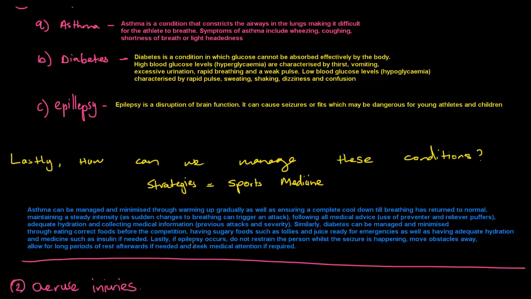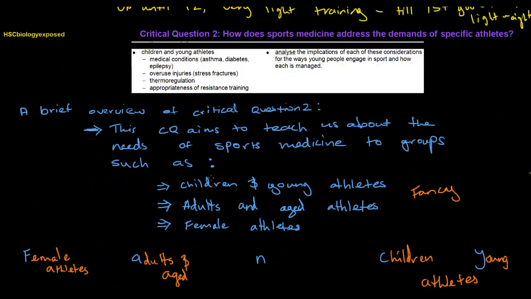So you need to know previous attacks and severity. Before a child or young athlete starts participating in a sport, it is important that you know their previous history, their previous attacks and severity, and that's pretty much all I can tell you about managing asthma, because this is just an excerpt of my assignment, and I thought that my assignment was structured pretty well, so I thought I might as well give you the information that I had there, as it does answer this entire syllabus point.